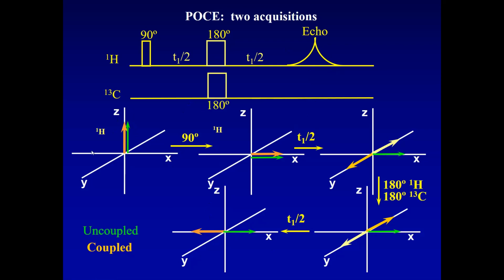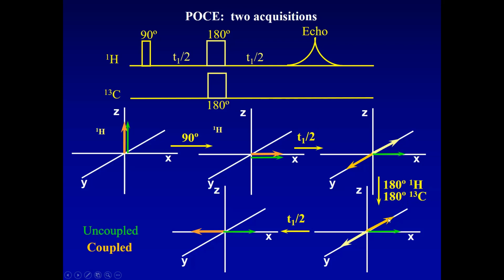Then we do another acquisition. It's also spin echo, but it's a little different because we apply a 180 degree pulse on the carbon-13 during the spin echo. And now we start out the same. We tip the coupled and uncoupled magnetizations 90 degrees. Here they are together, just the same. Here they dephase, just the same. They go to antiphase position. And now we flip not just the proton, but the carbon-13 also.